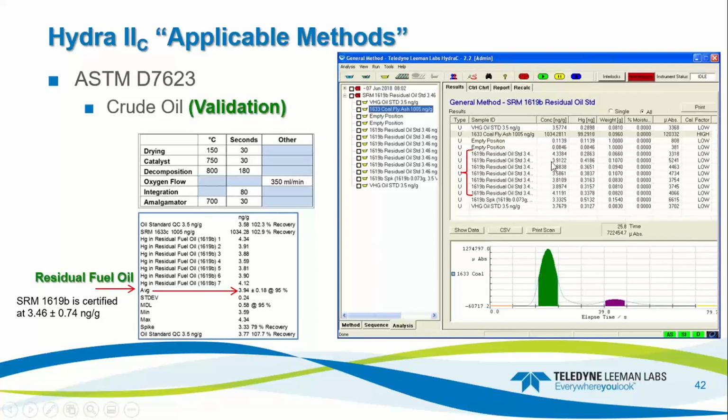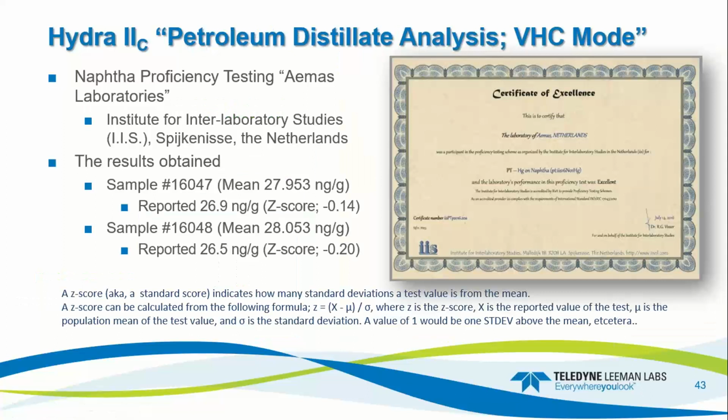Here's all the values from the system as well, and then showing one of the, I guess this would be the 1633 coal standard there. I mentioned earlier about some unique applications that we can use the system for, and one of them is that VHC.